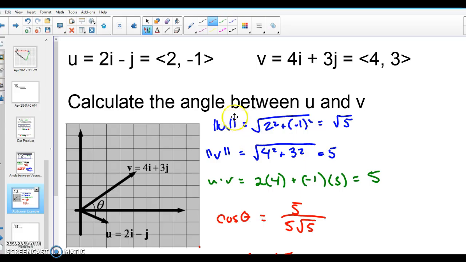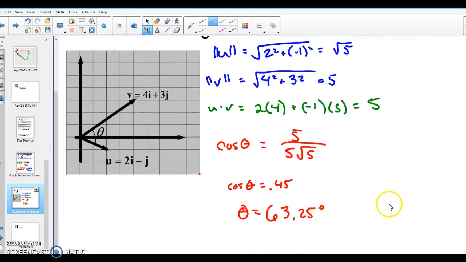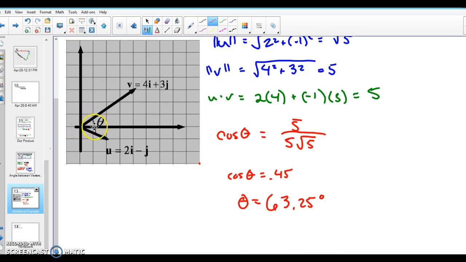So I found, in these blue and green steps, you can do in any order. So I found the magnitude of each of u and v first. Then I found u dot v, so the dot product, 2 times 4 plus negative 1 times 3. Plugged the dot product and then the two magnitudes into my cosine formula, and then did second cos to get about 63.3 degrees, which does in fact make sense based on the visual image of the graph.